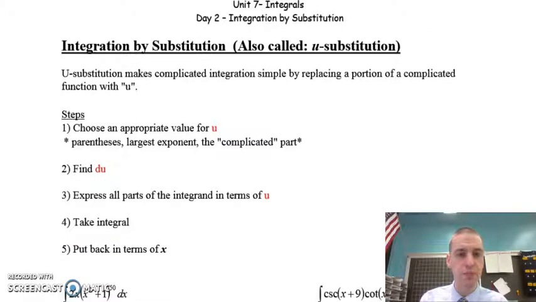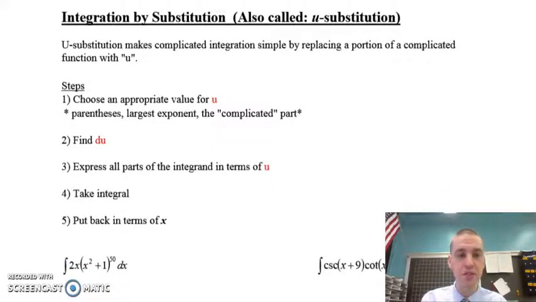You're going to choose an appropriate u. It's usually the inside of whatever it is, so inside the parentheses, the quote-unquote complicated part, the "something" part that I call it in class. Now you're going to find the du, so take the derivative. This is the derivative right there. Express all parts of the integrand in terms of u, take the integral, and then plug back in.